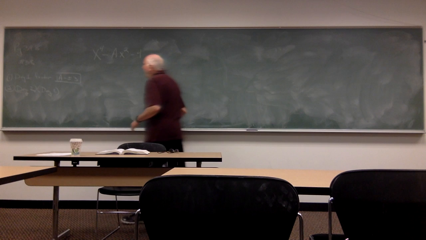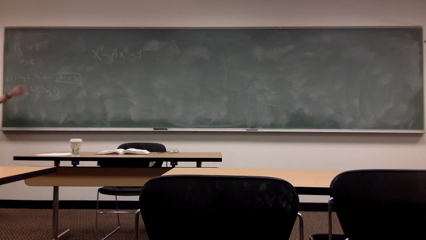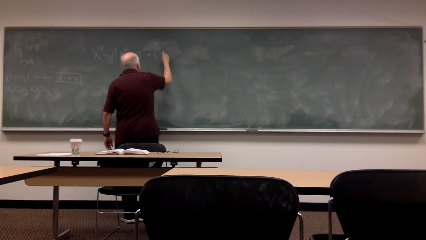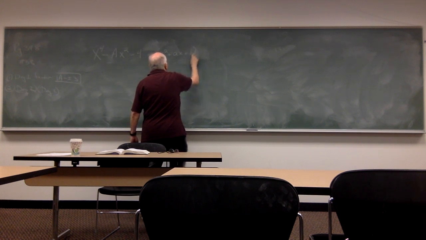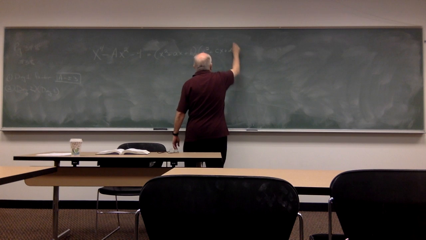So we've taken care of the only values of a that can give us degree 1 factors. Now we do the familiar factoring into degree 2: x squared plus ax plus b, x squared plus cx plus d.